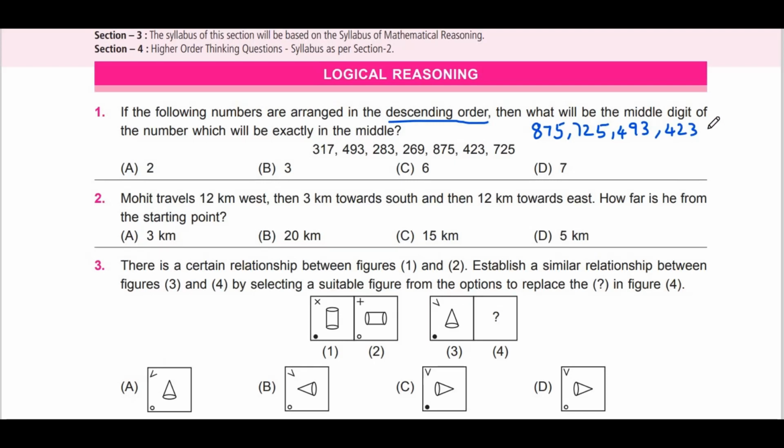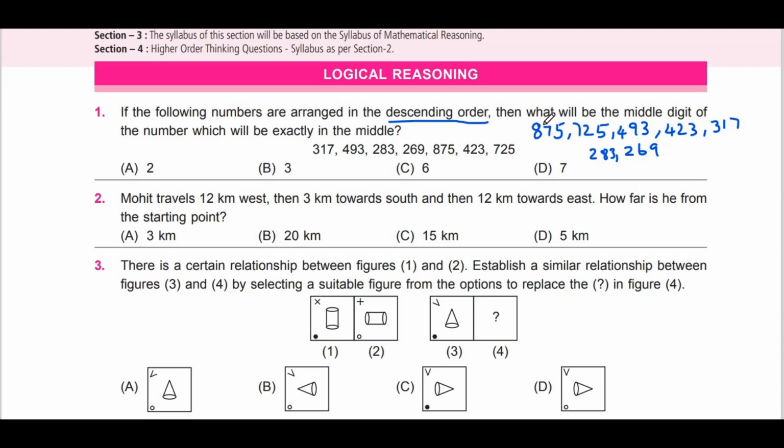Now 300, we have a 317 here. Then we have two 200s, which are 283 and 269. So I will write it down. We don't have a place there, so we will write it as 283 and then 269. So now we have written our numbers in descending order.